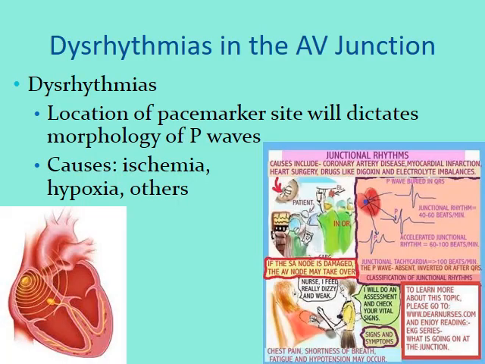All right, now we're moving into AV junction dysrhythmias, not blocks, but dysrhythmias. And the location of that pacemaker will dictate the morphology of the P waves. If it's coming from the SA down, it's going to have an upright P. However, if it's coming from the AV junction and going backwards towards the SA node, that P wave will be inverted. Remember, the intrinsic rate of the AV junction is 40 to 60 beats a minute.